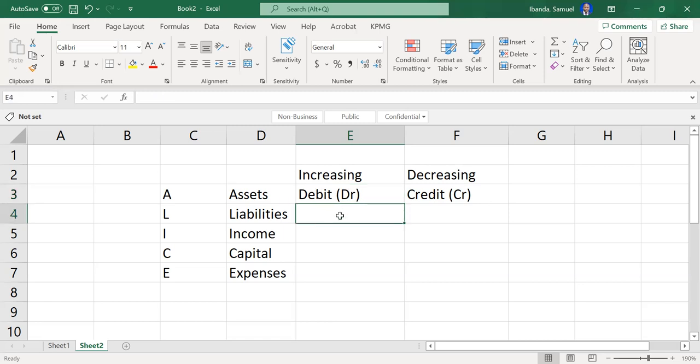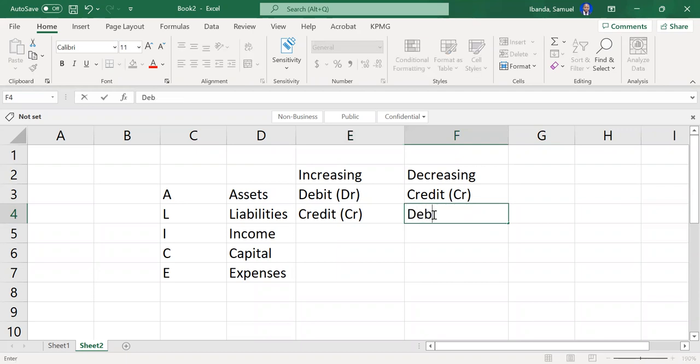Now, it's also very important for us to know that when liabilities are increasing, they act in the reverse. We credit our liabilities when they are increasing, and we debit them when they are reducing. Liabilities are also current and non-current, and some of them could be accounts payable or creditors, especially when you buy from a supplier on credit, you have liabilities, obligations to settle.